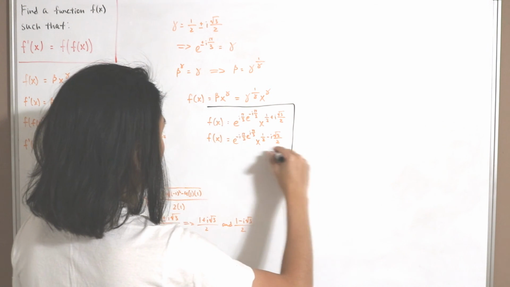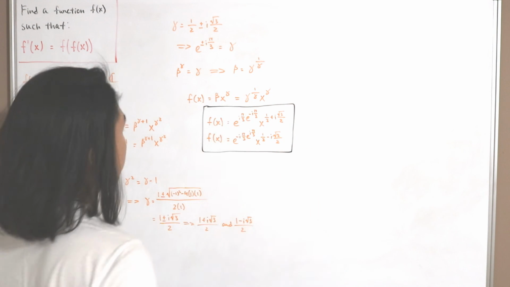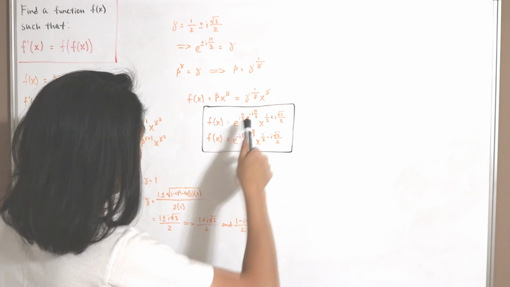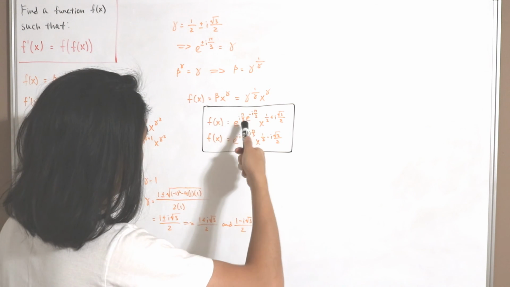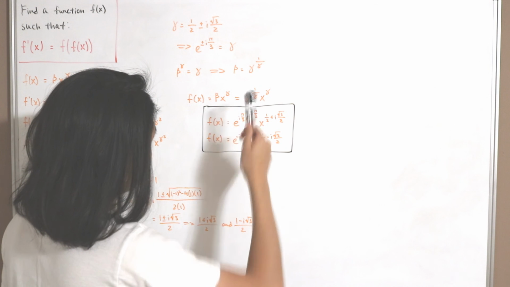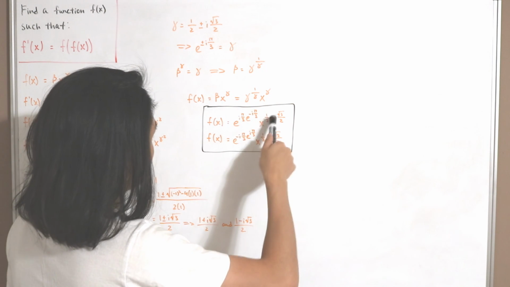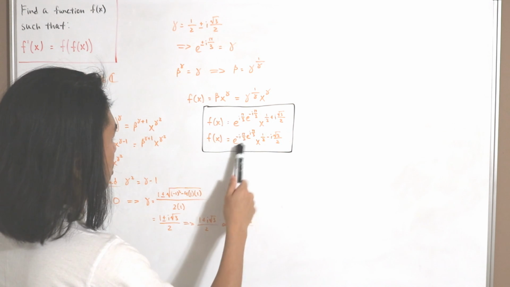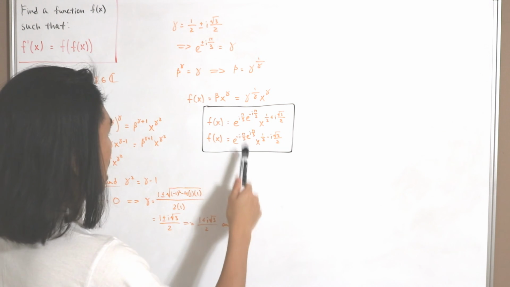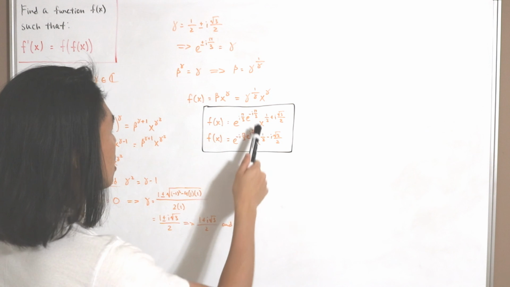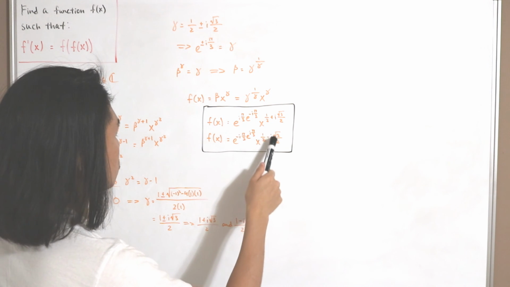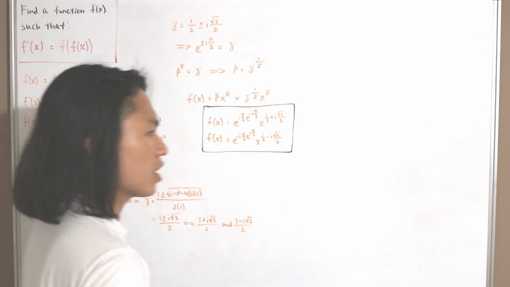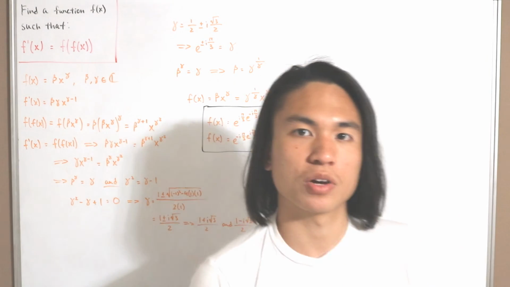So we can have that f of x is equal to e to the power i pi over 3, then times e to the negative i pi over 3 times x to the power 1/2 plus i square root of 3 divided by 2, and then the second solution for f of x is e to the negative i pi over 3 times e to the i pi over 3 multiplied with x to the power 1/2 minus i times square root of 3 divided by 2, like so. Okay, that's pretty cool if you ask me.